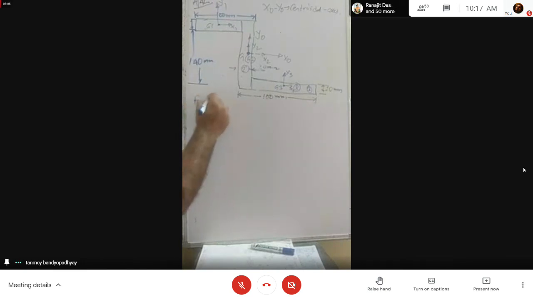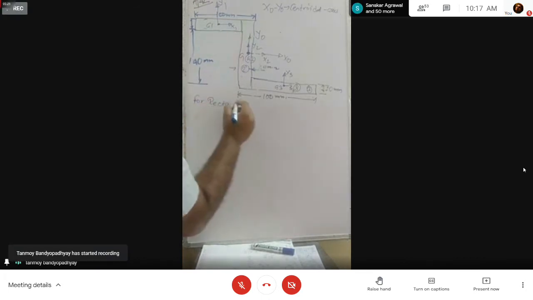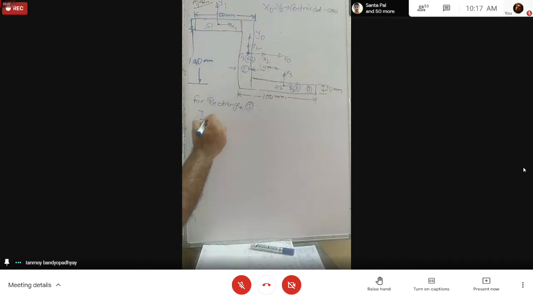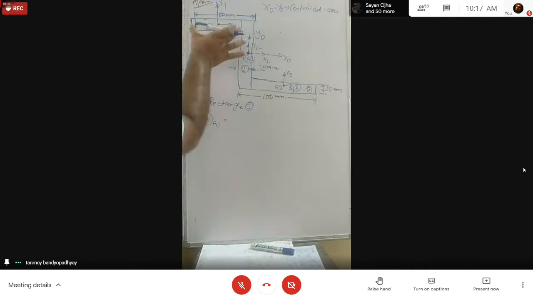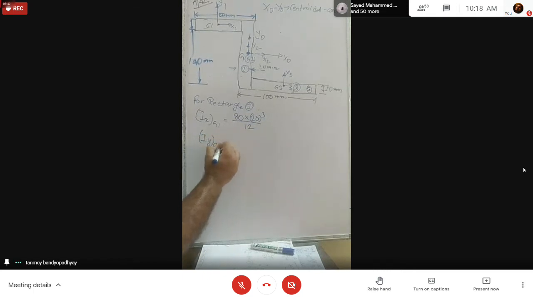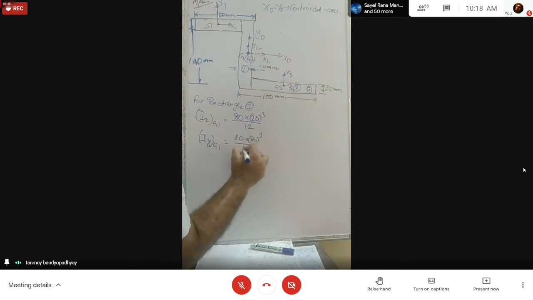For rectangle number 1, what will be Ix G1? Ix G1 will be equal to bd cube by 12. So b is 100 minus 20, that is 80, into d cube, so 80 into 20 cube divided by 12. Similarly, Iy G1 will be equal to d b cube divided by 12.